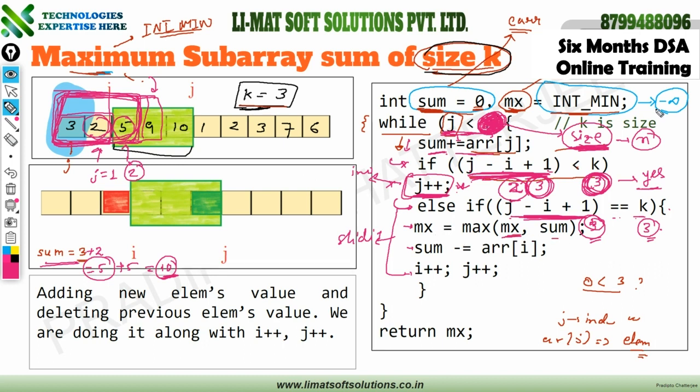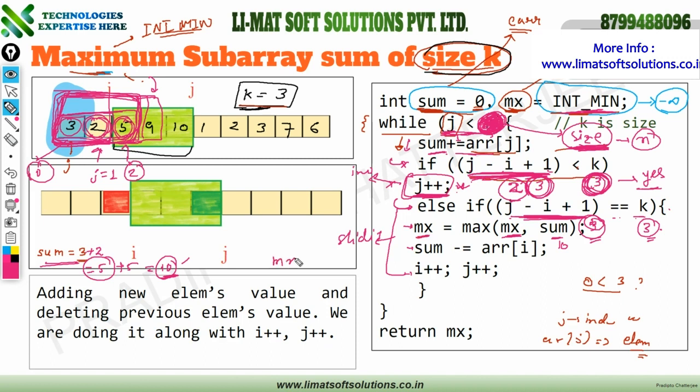Now the mx variable is containing the value int min, and sum is containing the value 10, because here 3 plus 2 plus 5, this is 10. So among 10 and minus infinity, obviously 10 is greater, so I will update the value of mx as 10. So mx is holding the global maximum, mx will have the value of 10. So now this is our global maximum value, and the current sum for this particular window is 10.